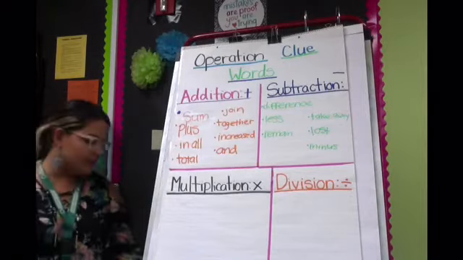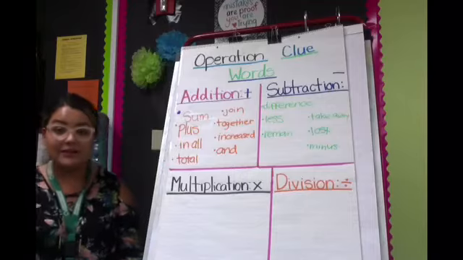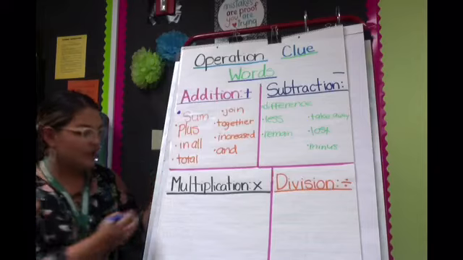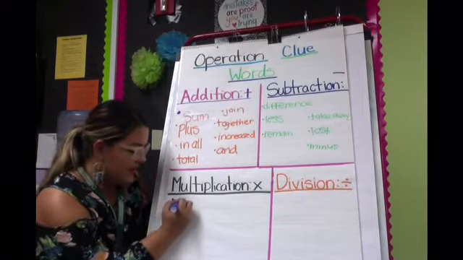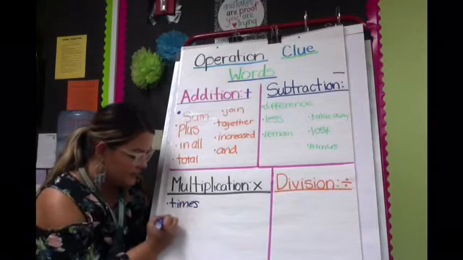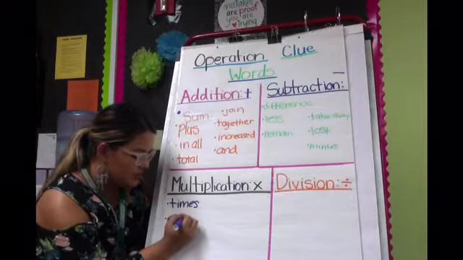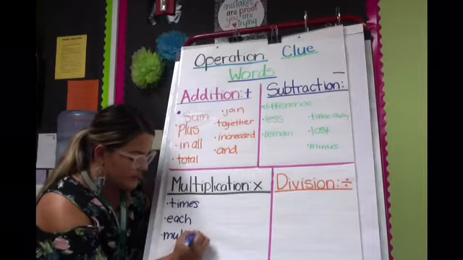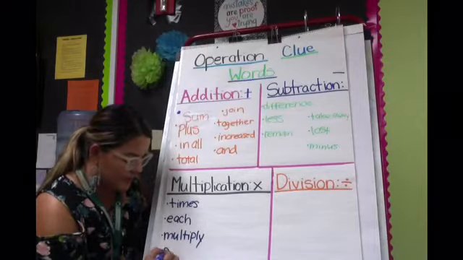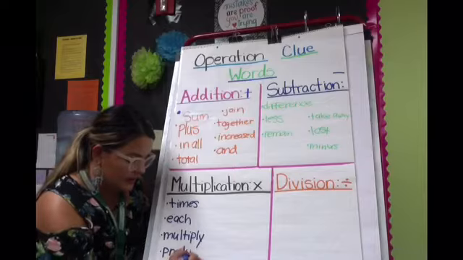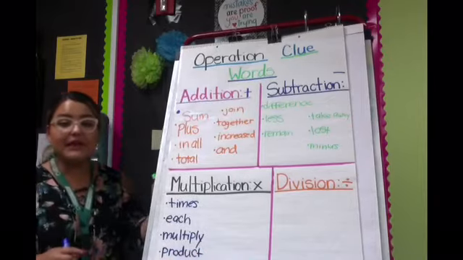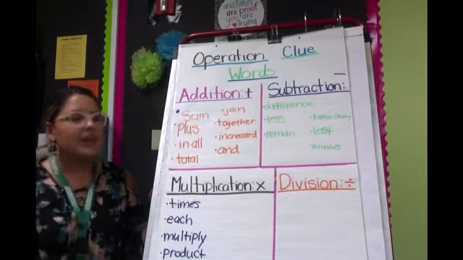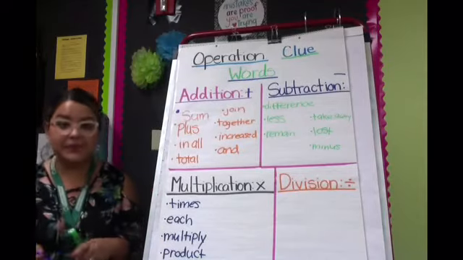Now, moving on to multiplication. Multiplication, there's some clue words as well. Some words that you might see in a multiplication problem are times, each, multiply, and product. Now, don't worry if you can't see all of these in the video up close to spell everything. Just listen and try to spell them the best as you can.